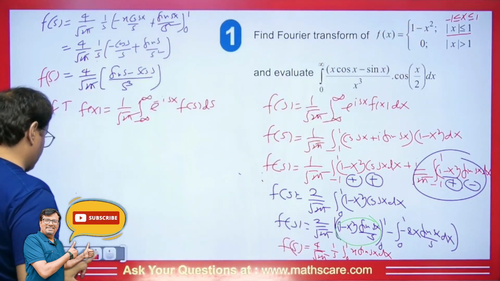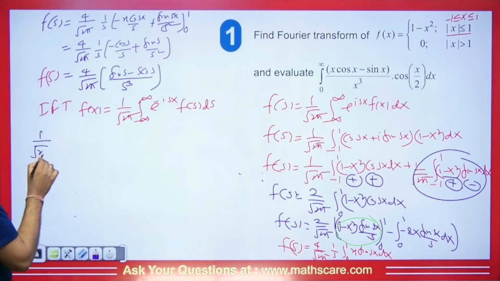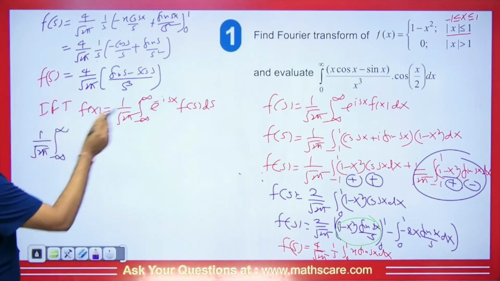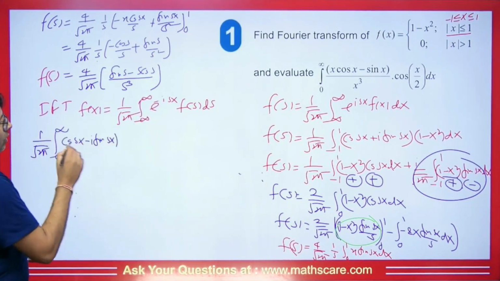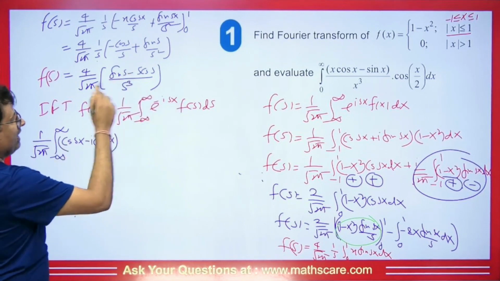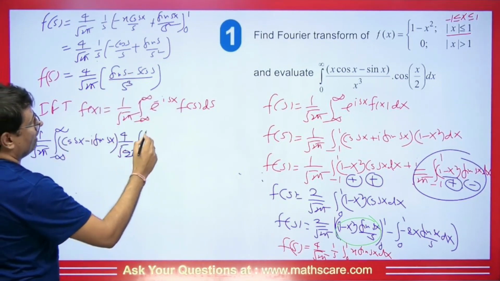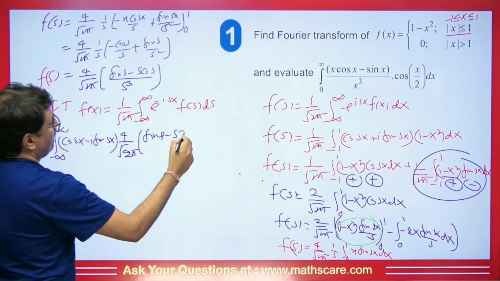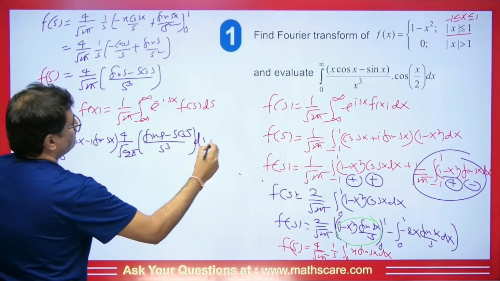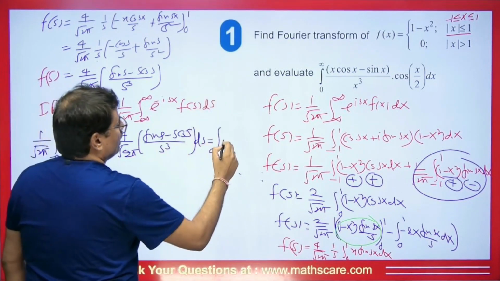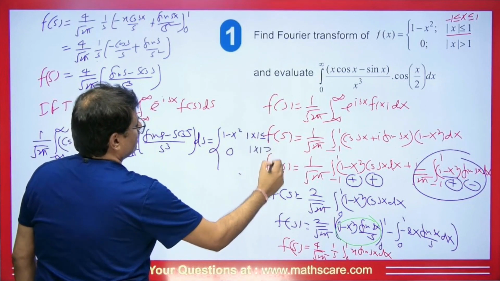So we will use this. Pay attention, I am writing this here. If I write its value on this side, then it will be 1 upon root 2 pi, and we will get the integral from minus infinity to infinity. We will take this value: it will be cos sx minus iota sin sx. So we expanded this, and this is the value of Fs, right? So it will be 4 upon the square root of 2 pi, and then here it will be sin s minus s cos s upon s cube, right? And keep this in mind, this is cos s ds is equal to, here its value will be 1 minus x square where mod x is less than or equal to 1, and 0 where mod x is greater than 1.